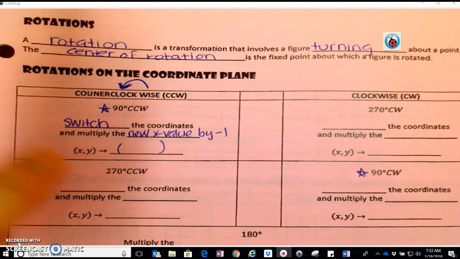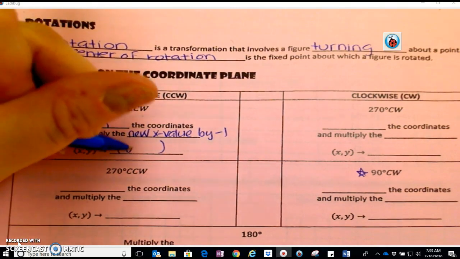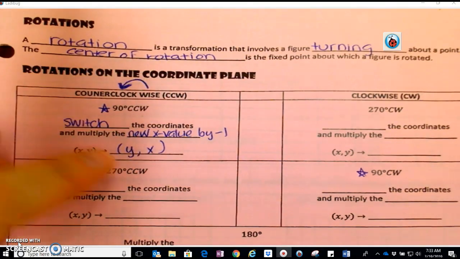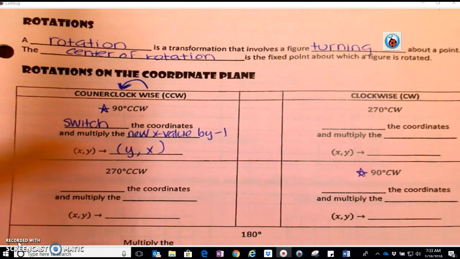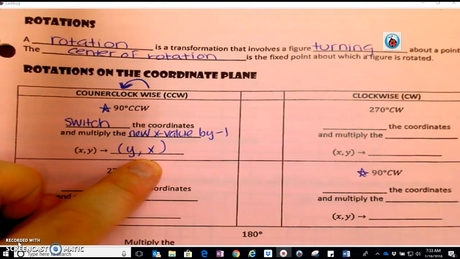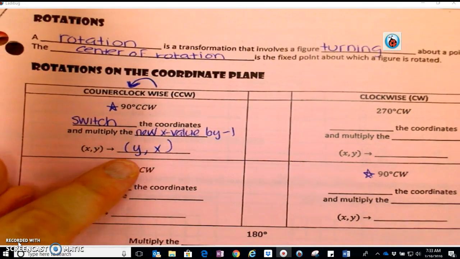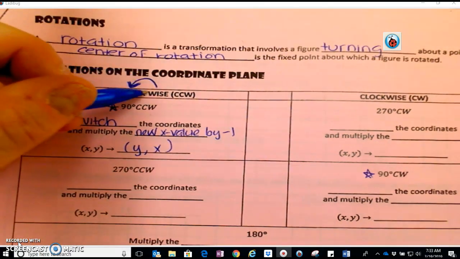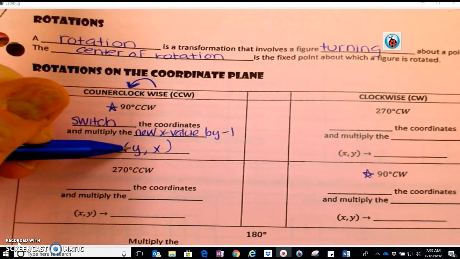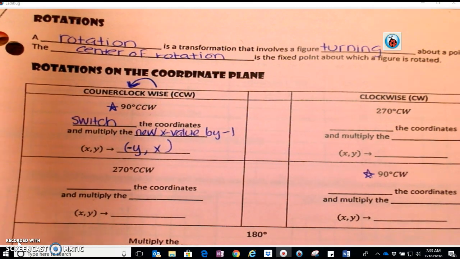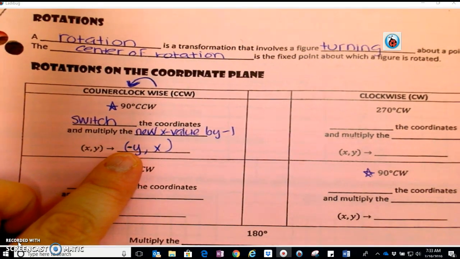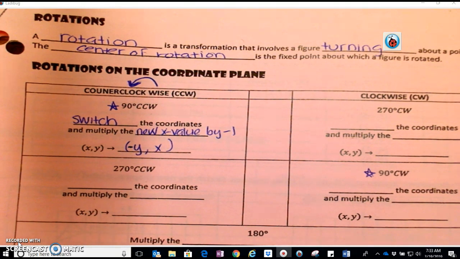So whatever coordinate I have, I'm going to switch them. So the y is now in the x position, and the x value is now in the y position. So it's still a regular coordinate. I'm just showing you that I switched their values. And again, 90 degrees clockwise means that this one is going to become the opposite. So the new x value becomes the opposite. That's why you're multiplying it by -1.